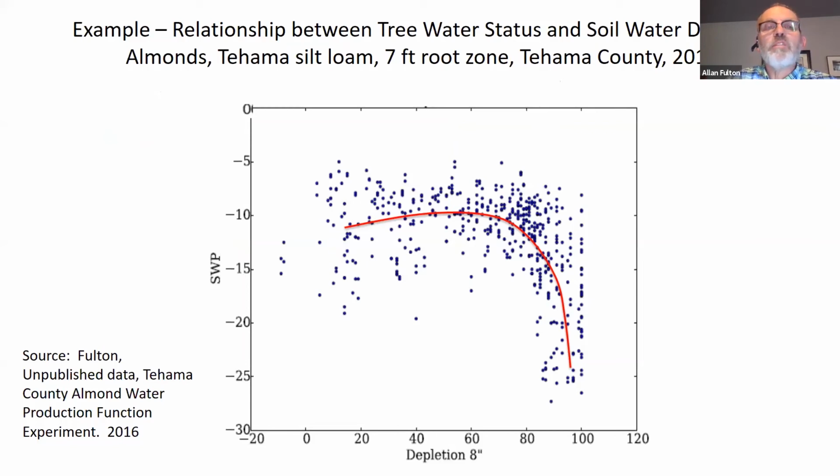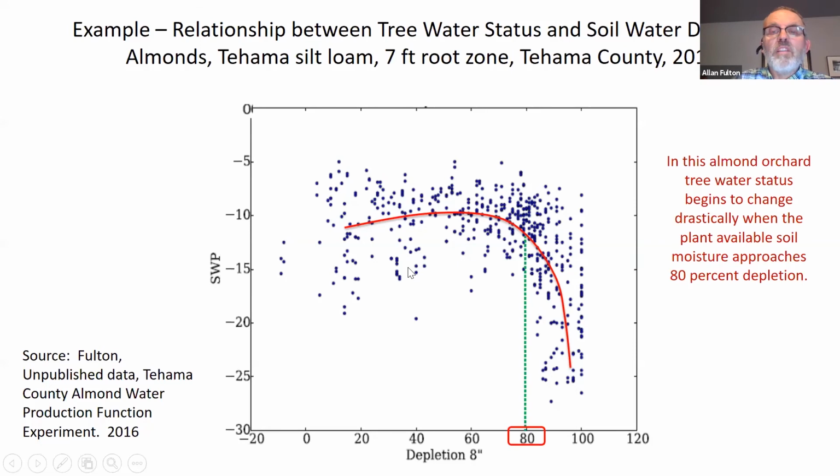This set of data is from almonds, a bearing orchard growing on the west side of Tehama County in a Tehama silt loam soil. We had soil moisture monitoring that suggested strong evidence of root zone extraction to a depth of 7 feet. In this data set, we saw that tree water status begins to change drastically and consistently at a very high soil moisture depletion of about 80%. In this graphic, the horizontal axis, x-axis, is your soil moisture depletion. The vertical axis is your stem water potential measured with a pressure chamber.